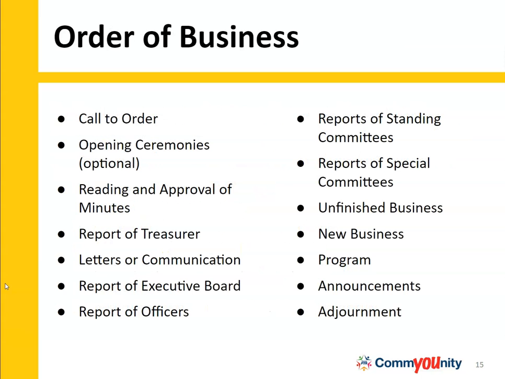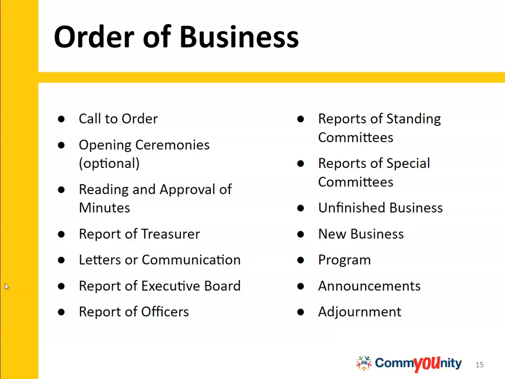The order of business in a meeting is prescribed by parliamentary procedure. This specific order of business is for a membership meeting. In an executive board meeting, the order would vary slightly with the removal of the report of the executive board and the program. Knowing this order will allow the parliamentarian to anticipate times when the chair might need advice or assistance on procedures. Here are some specific points for you to understand.